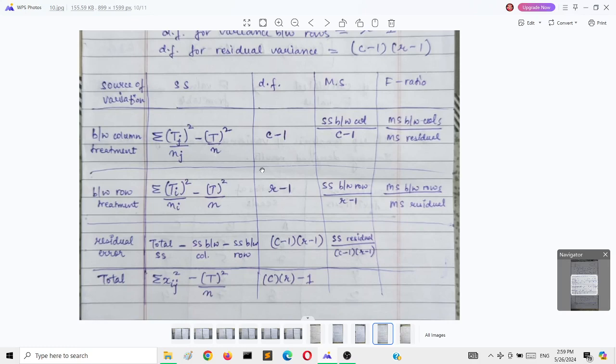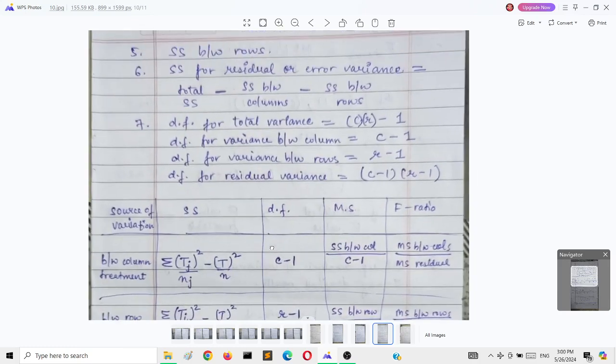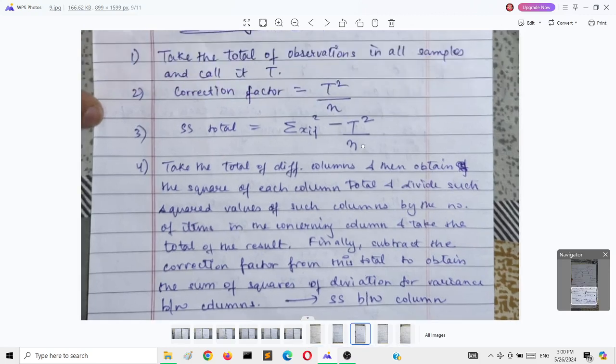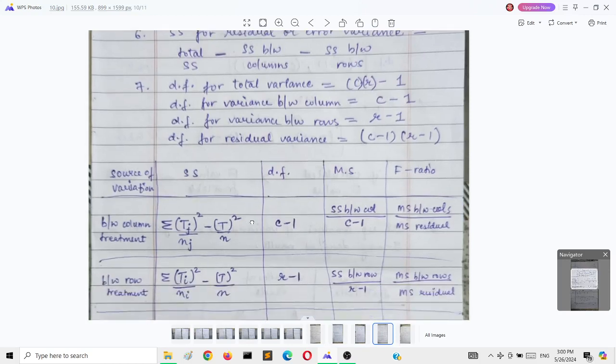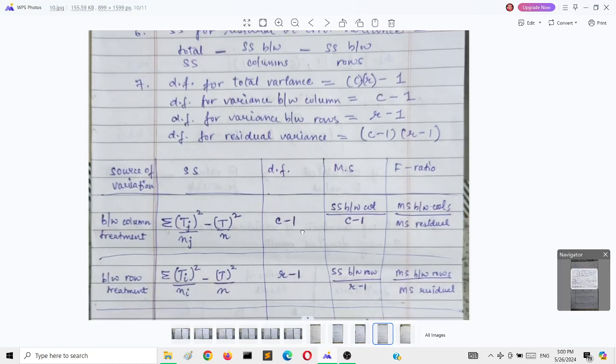We have studied that T square by n is the correction factor, and T is the sum of all the observations in all the samples, meaning just add all of those values which are given to you. So that's T, and you square it and divide by n. Then the degree of freedom is c minus 1, because this is the column. So the mean squared error comes out to be SS between columns divided by c minus 1, right.